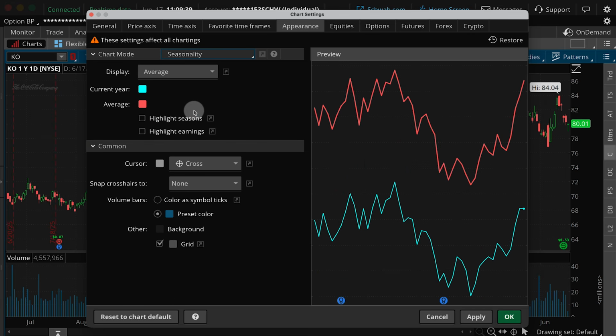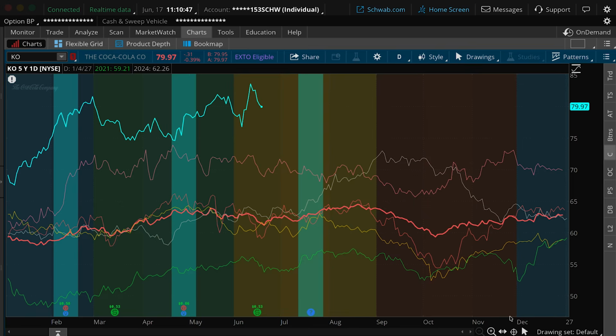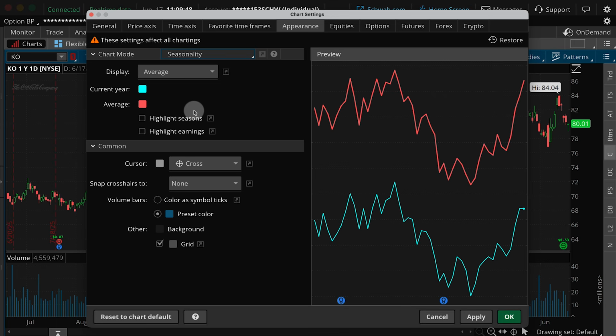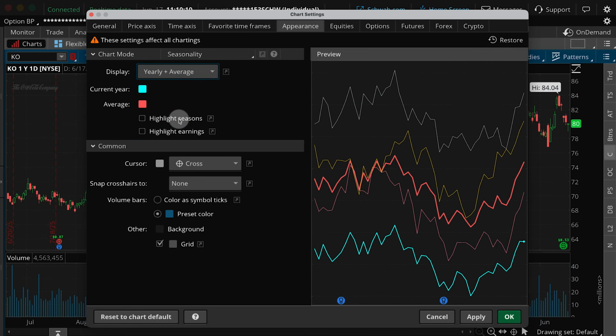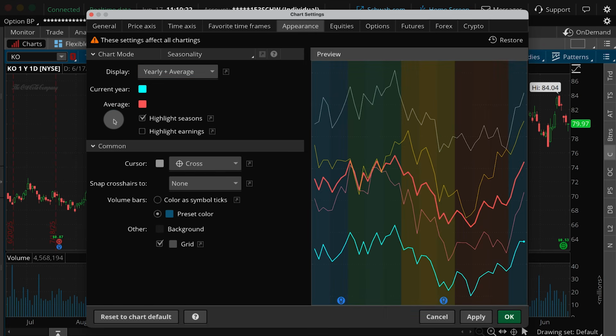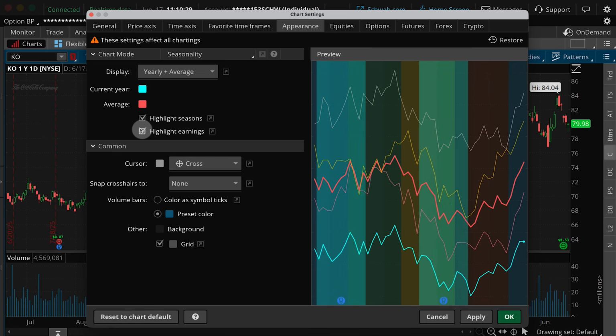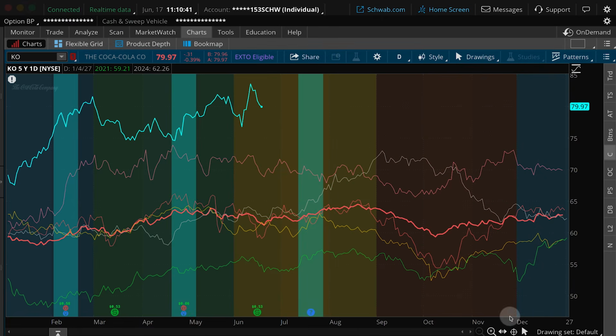Next, we'll set parameters. The default setting shows 5 previous years of a stock's price changes, as well as the current year. You can see a 7th line that represents the average of the years by selecting Display and then clicking Yearly plus Average. Next, we'll divide the chart into 4 seasons by selecting Highlight Seasons. We'll also display earnings announcements by selecting Highlight Earnings. I'll select Apply and OK.